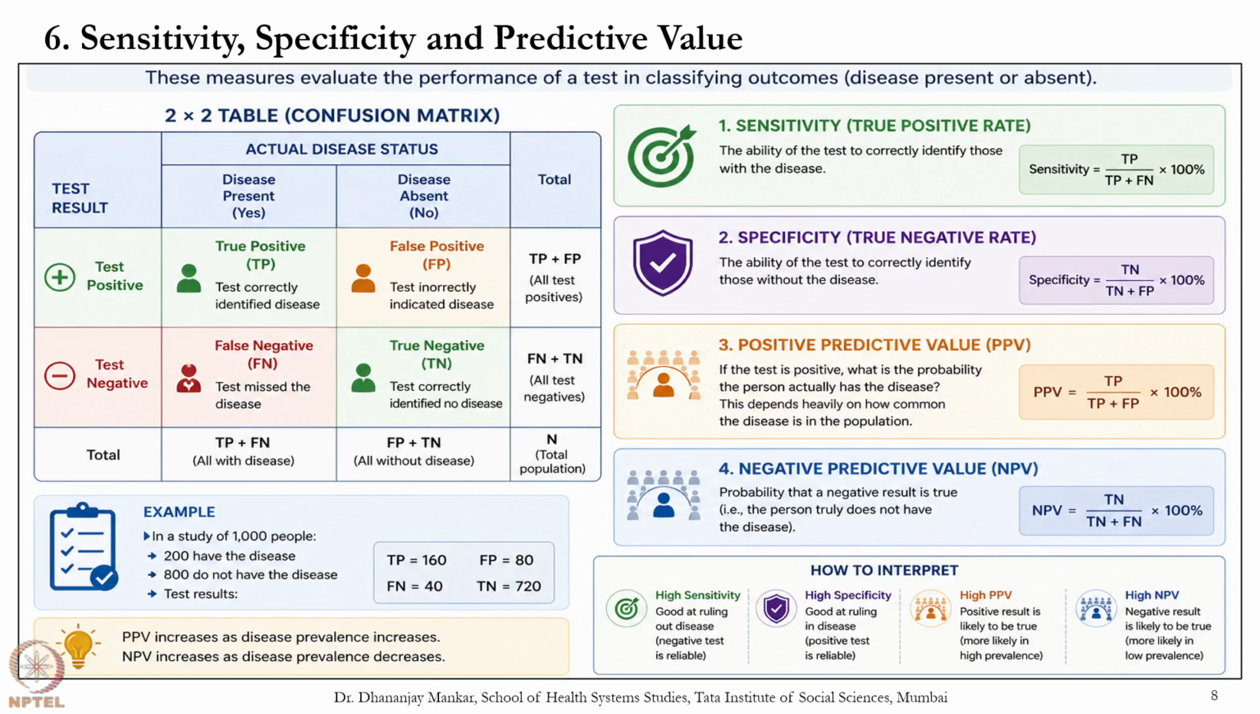High sensitivity is good, and high specificity is good at ruling in the disease condition. High PPV, that is positive predictive value, means a positive result is more likely to be true, more likely in high prevalence. High NPV, that is negative predictive value, means a negative result is more likely to be true, more likely in low prevalence. So PPV increases as disease prevalence increases and NPV increases as disease prevalence decreases. So you may understand the difference between this.